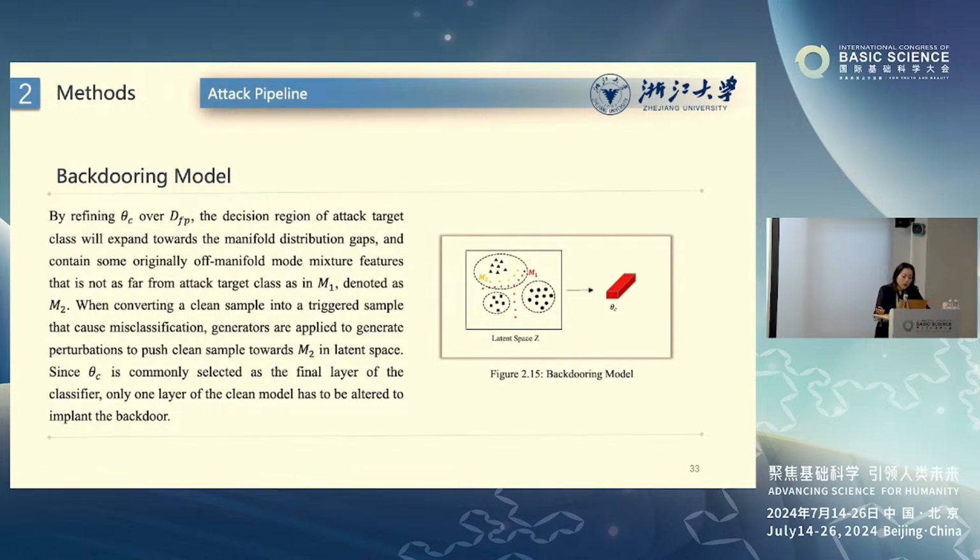Only one layer is implanted into the backdoors. Using the M of the target mode, M2 will be included in the target mode. So then it is used as the trigger sample, the theta.